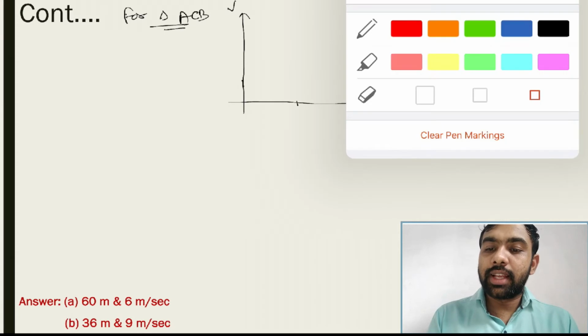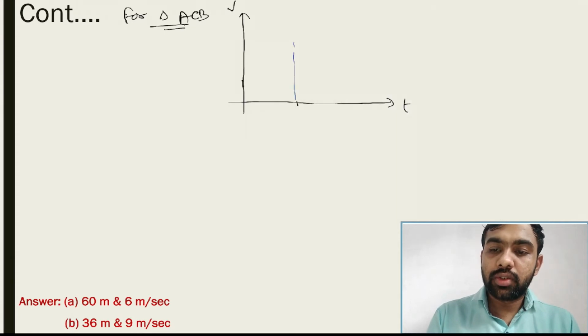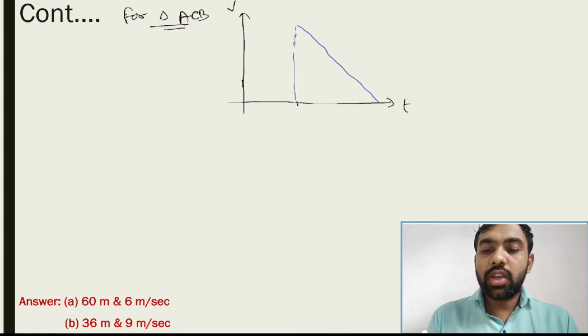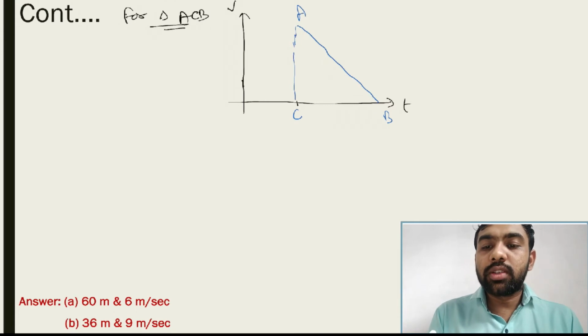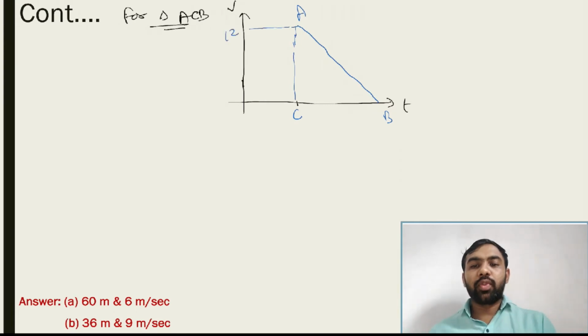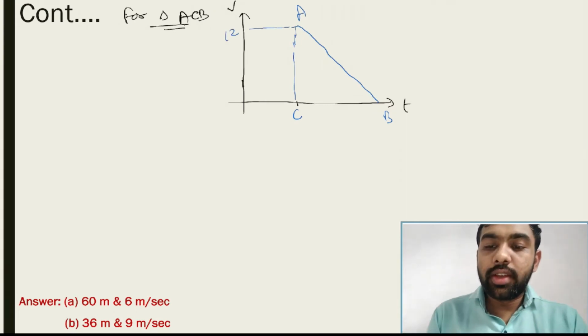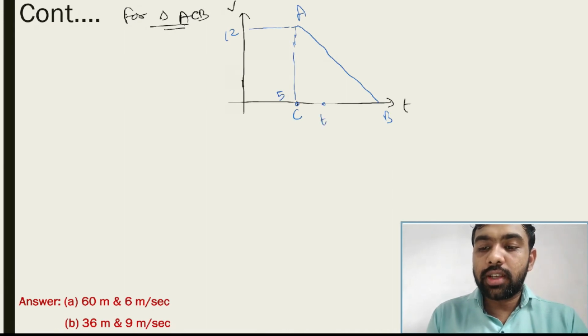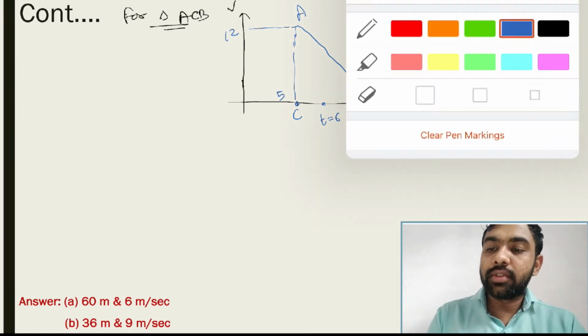So the graph is like this. Here are points C, A and B. What is this value? As we know, 12. What is this value? 12. And here T is equal to what? 5. We want everything at T equal to 6 seconds, so 6 seconds is somewhere here. Draw this graph separately.